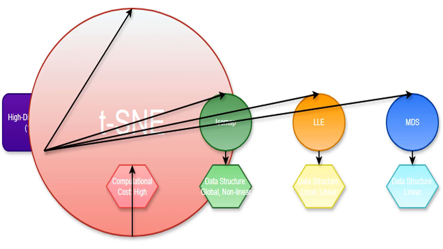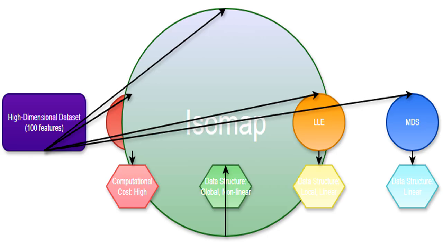T-SNE, T-distributed stochastic neighbor embedding, is one algorithm that I can use. It's great for visualizing high-dimensional data, but it's computationally expensive, meaning it takes a long time to run, especially with many data points. ISOMAP, isometric mapping, is another option. It's good at finding the underlying structure in data that's curved or nonlinear. However, like T-SNE, ISOMAP is also slow for large datasets.